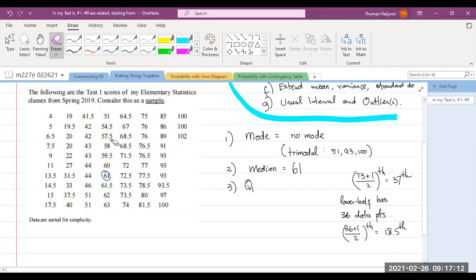So what is data number 18.5? Counting 10, 11, 12, 13, 14, 15, 16, 17, 18, and 19, it's in between. So the first quartile will be (33 plus 37.5) over 2. That's 35.25.